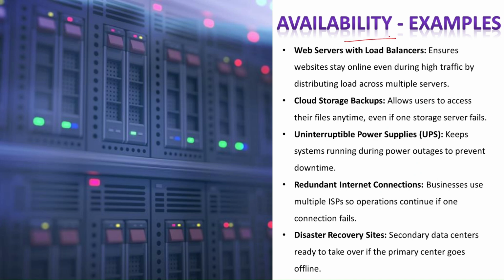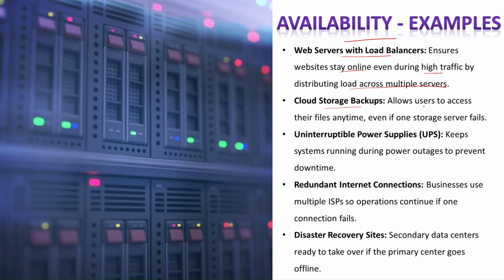Now let's go through some examples of availability. Web servers with a load balancer ensure websites stay online even during high traffic by distributing load across multiple servers. So basically, the load balancer and multiple web servers ensure availability. The basic purpose of the load balancer is first to distribute the traffic evenly among the servers, and second, if one or, let's suppose, two web servers go offline due to any reason or malfunction, the users don't see any disruption, because the load balancer is aware of the offline servers and the traffic is distributed among the remaining live servers. The load balancer does not send traffic to unavailable or offline servers, and in this way it keeps the services available.